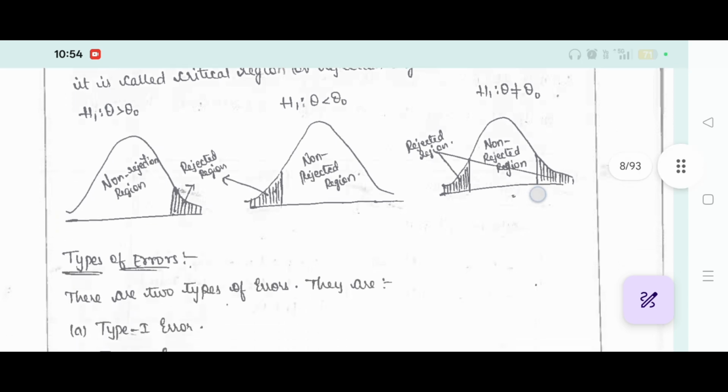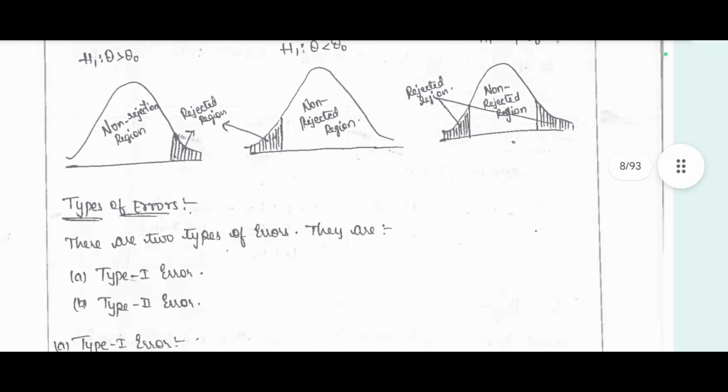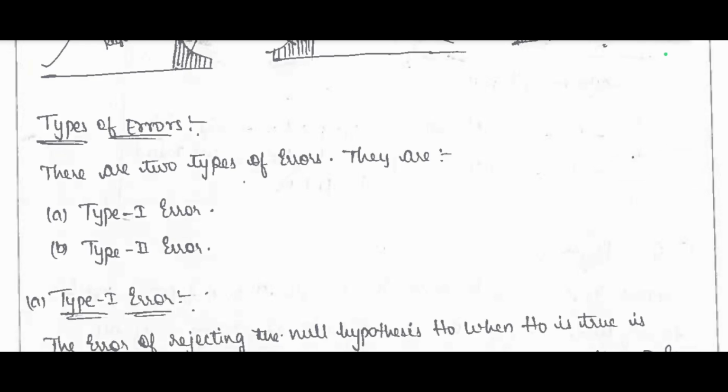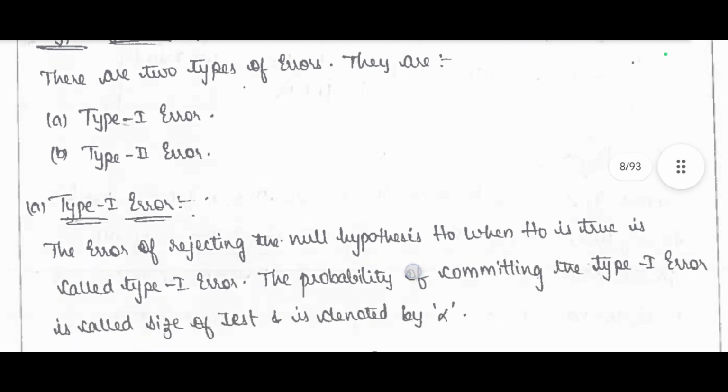Welcome to Teja Statistics. In this class, we are going to learn about the types of errors in testing of hypothesis. There are two types of errors. They are type 1 error and type 2 error. What is a type 1 error?